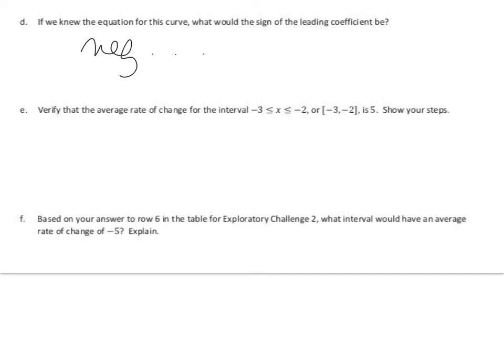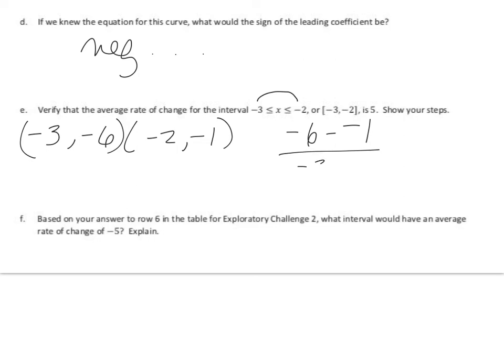Verify the average rate of change for the interval -3 to -2. So I'm going to read my graph: (-3, -6) and (-2, -1). So change in y over change in x: -1 plus 6 over -2 plus 3, which is 5 over 1, so 5.